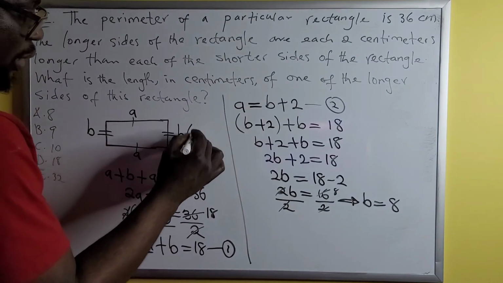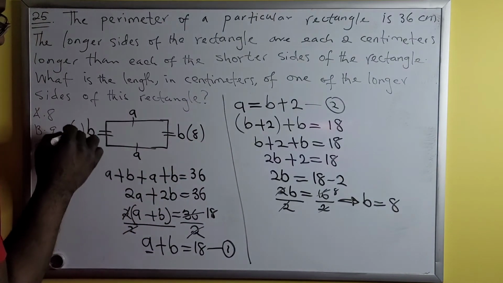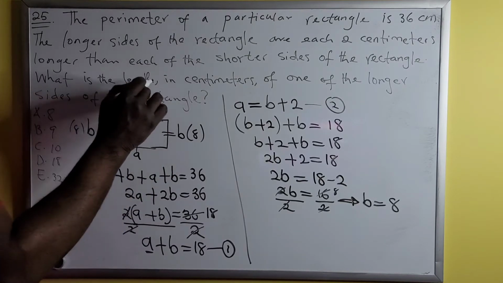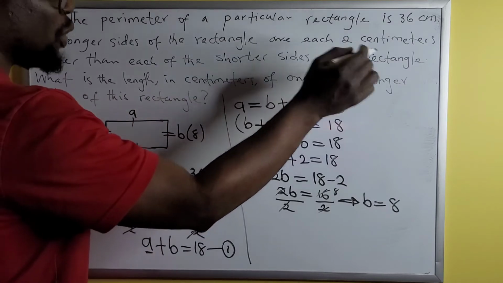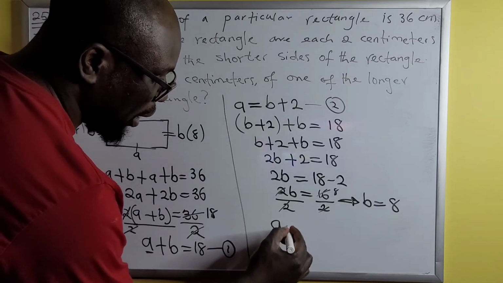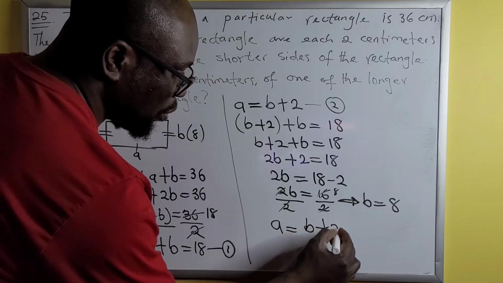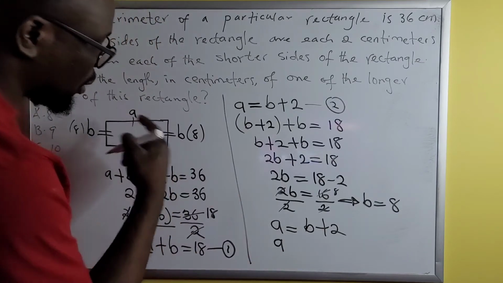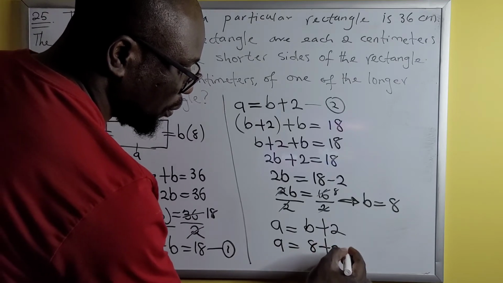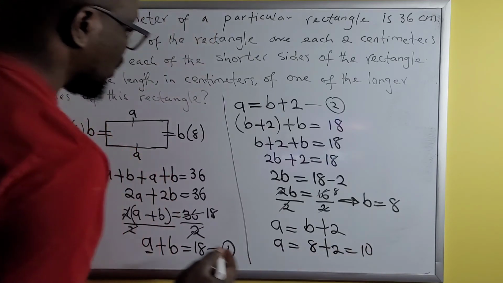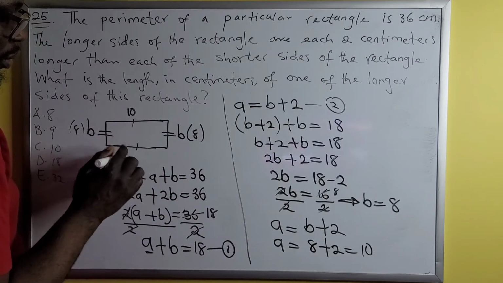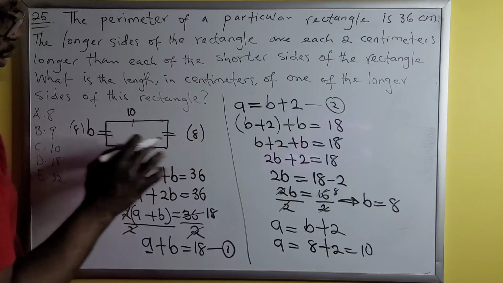So that means that this place right here is 8. This is 8 here. But that's not what we're looking for. We're looking for the longer side because it says, what is the length in centimeters of one of the longer sides? The longer side is the A side. So we know that A is equal to B plus 2, correct? So A, which is the longer side, is equal to B, which is 8. So that'll be 8 plus 2. And that is 10. So the longer side, which is A, is 10. This is going to be 10 also. And this right here is 8, and this is also 8.